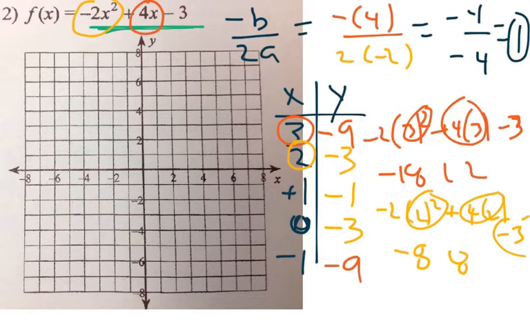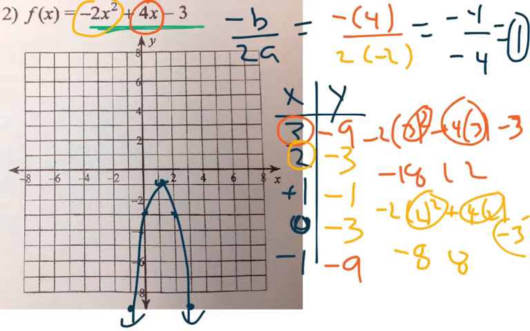All I have to do is graph it, right? So 3 is negative 9. Guys, I just need to go 1 spot below the negative 8, right? 2 is negative 3. 1 is negative 1. 0 is negative 3. And negative 1 is negative 9. There's my graph.